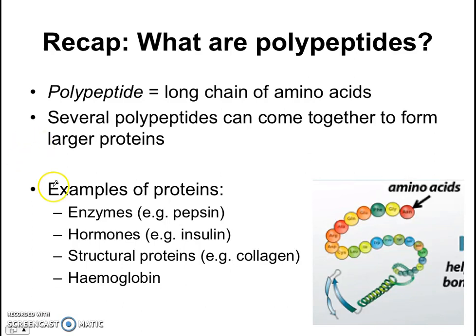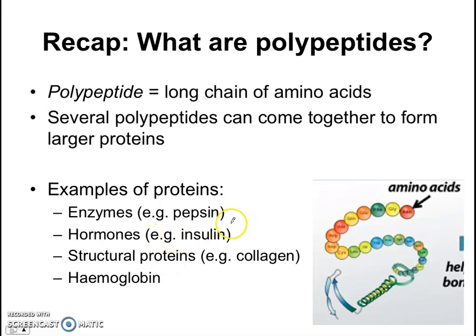We have learned before about enzymes, so like pepsin in the stomach. We have learned before about hormones, insulin, produced by your pancreas, remember that? We've learned about structural proteins like collagen in your skin, and we've also learned about hemoglobin, right? That protein in our red blood cells that helps carry oxygen. Now, all of these are proteins which are made up of polypeptides.